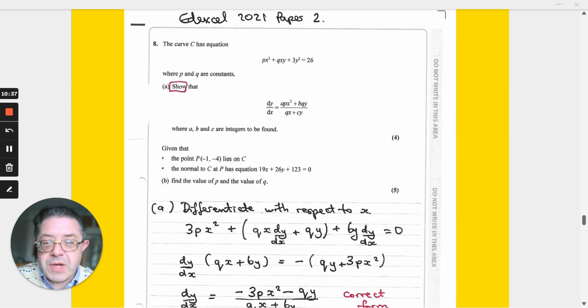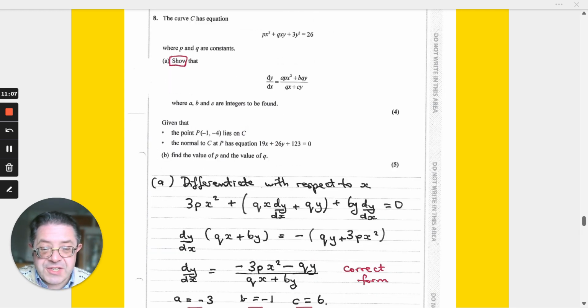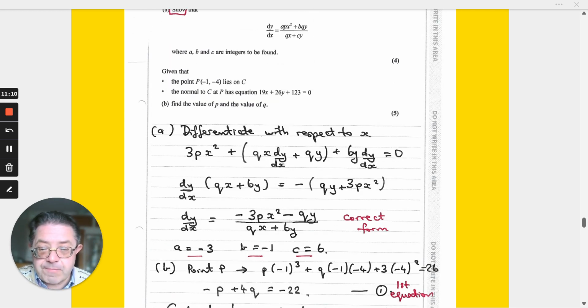The next question, we have unknown parameters, p and q, unknown constants, and we're asked to show what dy/dx is involving p and q. So differentiate everything with respect to x, so that's 3px squared. Use the product rule for qxy, so qx dy/dx plus qy. And for 3y squared, that differentiates to 6y dy/dx, and 26 differentiates to 0.